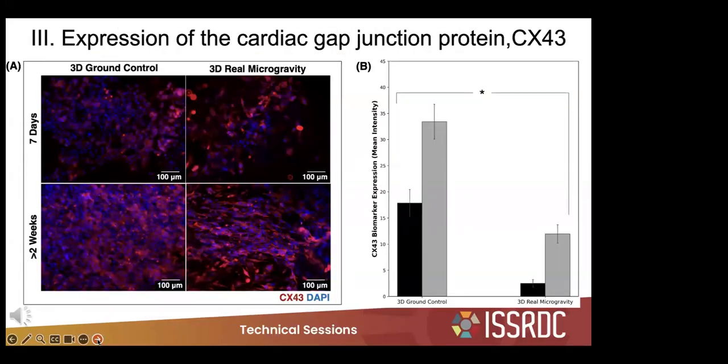This section shows immunostaining results for connexin 43 in cardiomyocytes cultured under 3D ground control and 3D real microgravity at 7 and 21 days, along with quantification per field of view. A time-dependent decrease in connexin 43 expression under real microgravity indicates disrupted gap junction integrity. Quantitative analysis further confirms reduced connexin 43 levels compared to ground controls, suggesting development of cardiac atrophy.